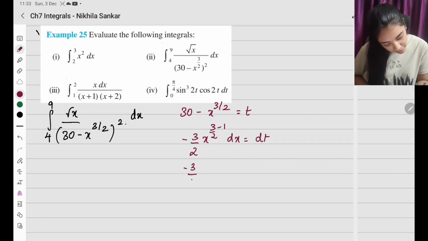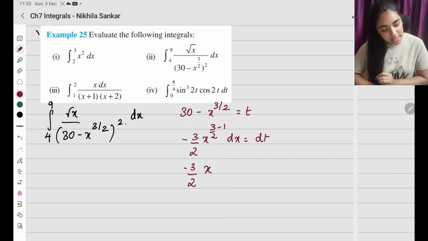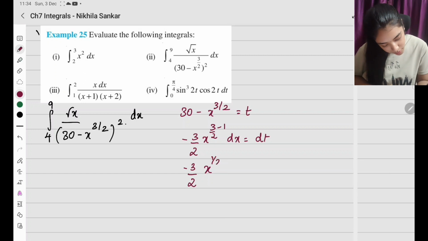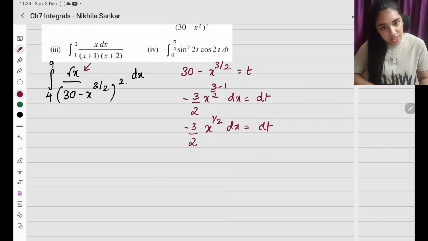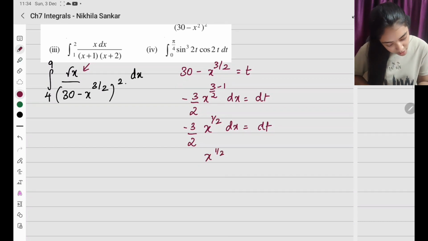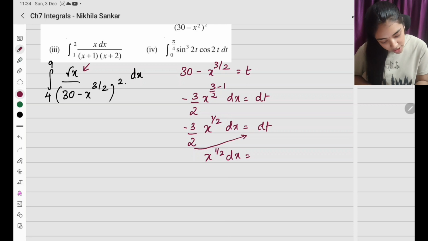So, what do I have? Minus 3 by 2. X to the power, taking the LCM, 3 by 2 minus 1 is going to be 1 by 2. 1 by 2 times dx equals dt. So, here what do I see? Root x, which is nothing but x to the power 1 by 2. So, x to the power 1 by 2 times dx equals, when I take this constant to the other side, I have minus 2 by 3 times dt.